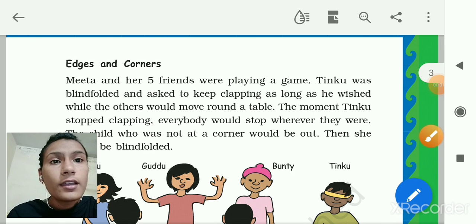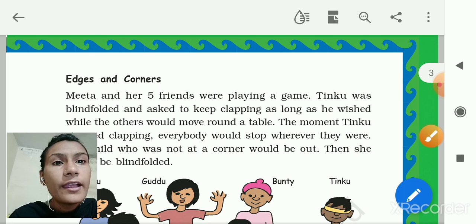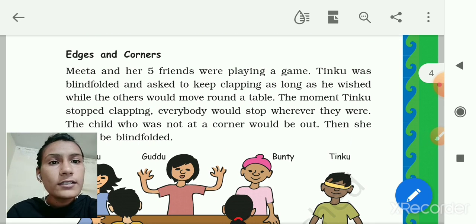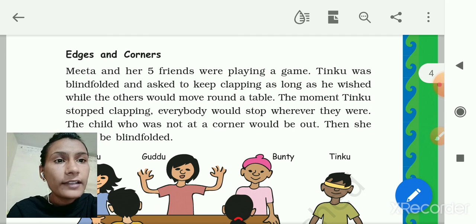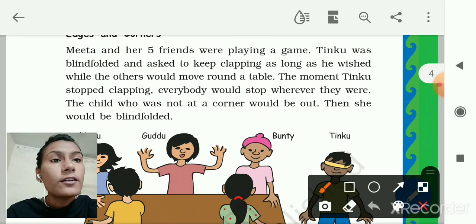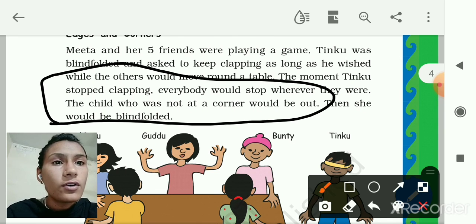And corners. Mita and her 5 friends were playing a game. Tinku was blindfolded. You can see this Tinku. He was blindfolded and asked to keep clapping as long as he wished while others would move round the table. The moment Tinku stopped clapping, everybody would stop wherever they were. The child who was not at the corner would be out. Now who will be out? The child who was not at the corner. So that would be out.